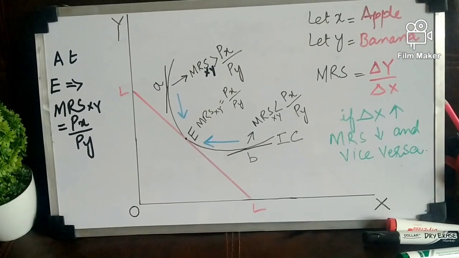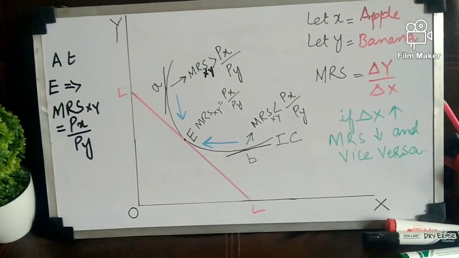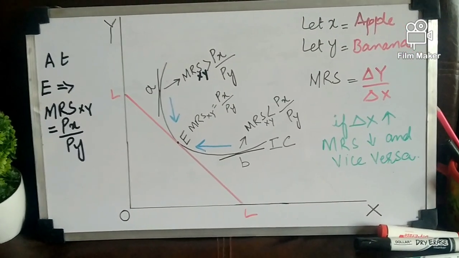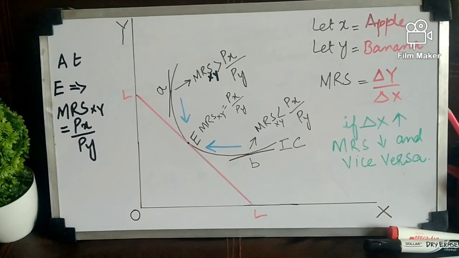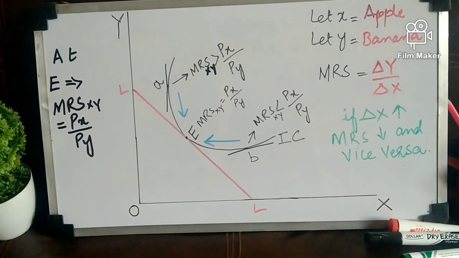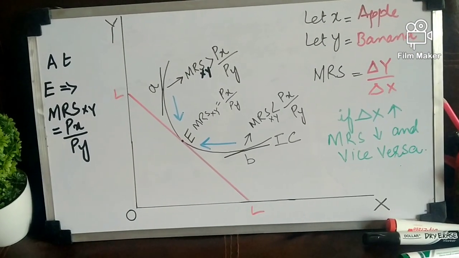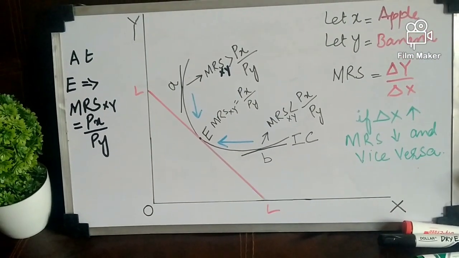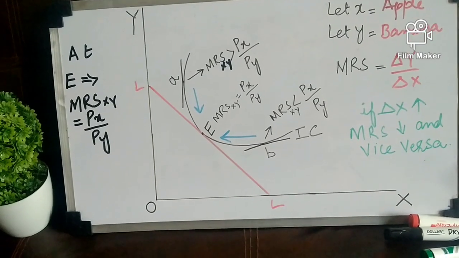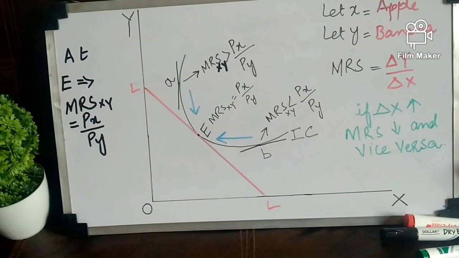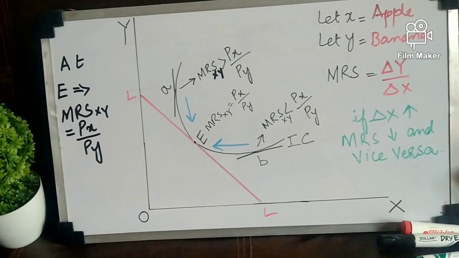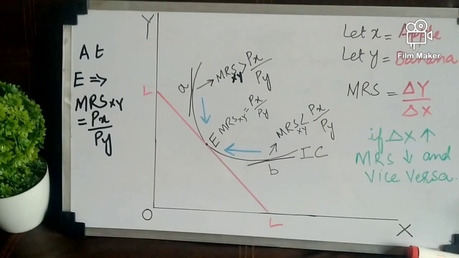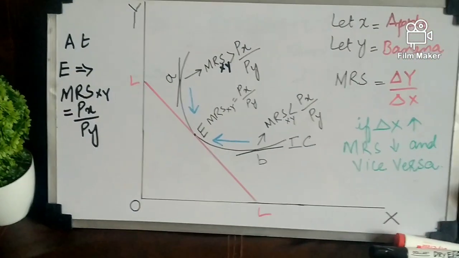Suppose we are at point A. The marginal rate of substitution is greater than price of x over price of y. It means that the slope of the indifference curve is greater than the slope of the budget line, because, as I have shown with the help of a line on the indifference curve at point A, this line is steeper than the budget line LL. When a line is steeper, its slope is more than the line which is less steep. So at that point, the marginal rate of substitution between x and y is greater than price of x over price of y.